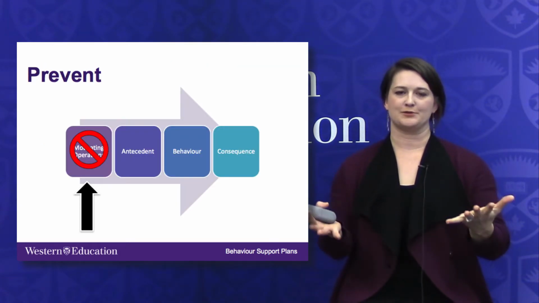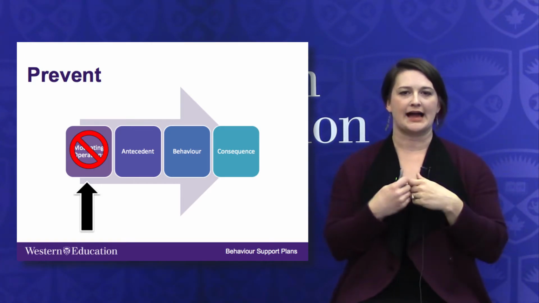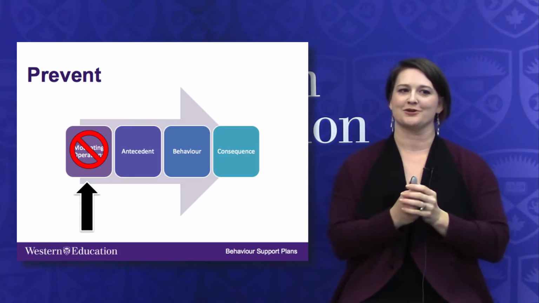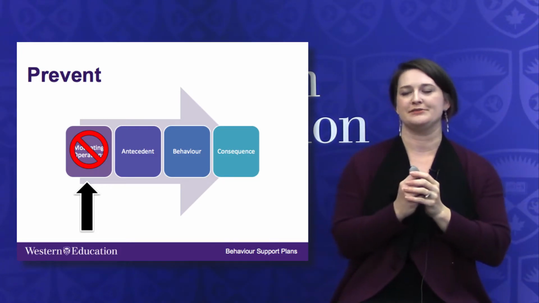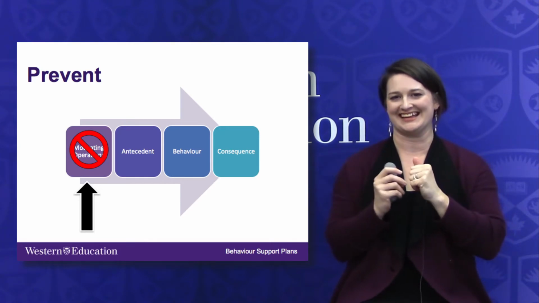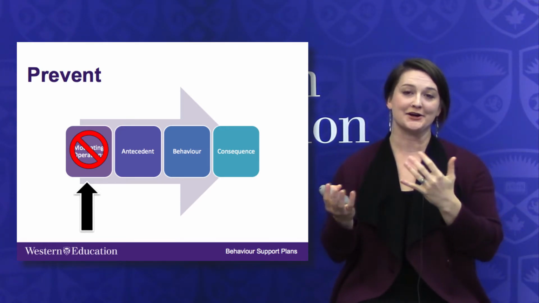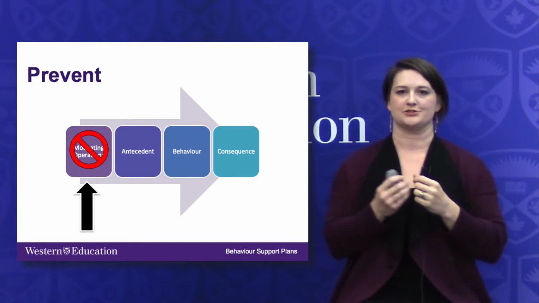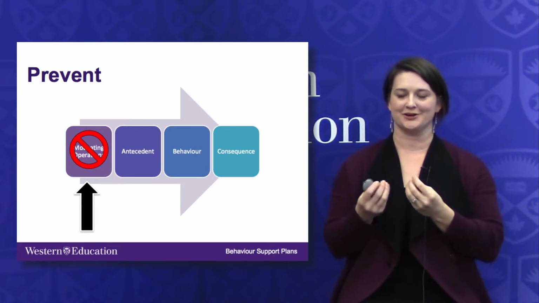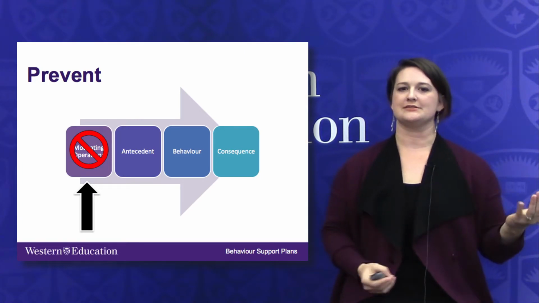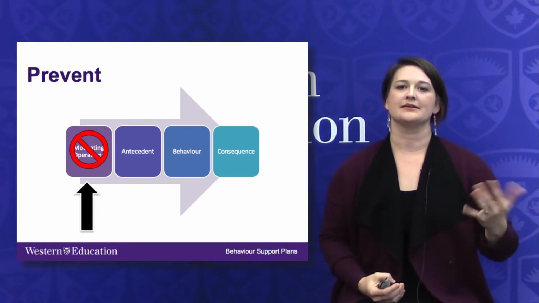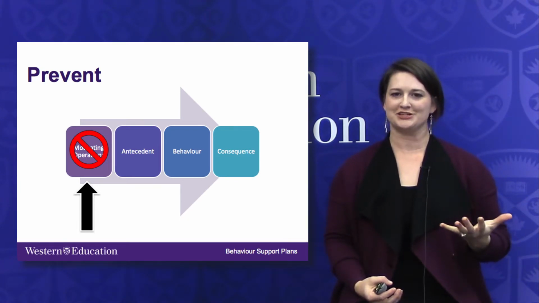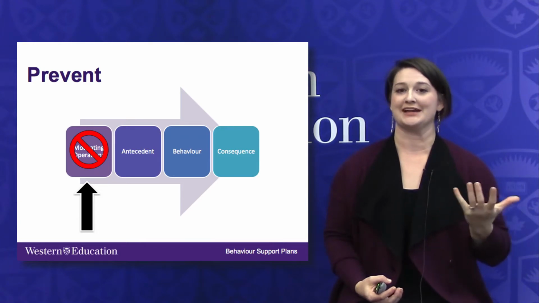So the first step is we want to prevent that problem behavior or challenging behavior from ever occurring. We're going to prevent this by altering the antecedents. So here we talked about all these different motivating operations, or all these different setups for behavior. So one of our examples, the student didn't take their medication, and that made adult attention more valuable as a consequence. Well, here's an easy solution. Make sure that they're getting their medication every day.